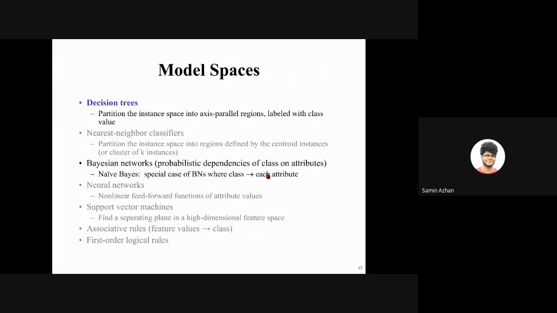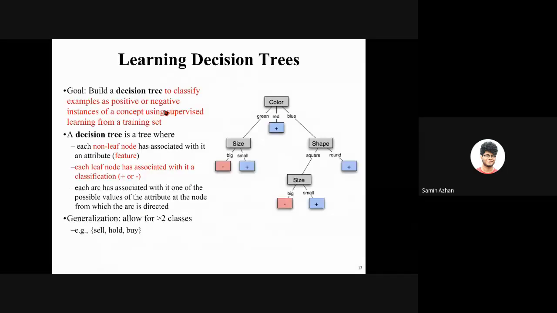So what are model spaces? There can be multiple model spaces. For example, it's basically which algorithm you are using to try to solve a problem, to try to teach your machine, to try to train your machine. In the slide, there are a few examples like decision trees, nearest neighbor classifiers, Bayesian networks, neural nets, support vector machines, and so on. These are different machine learning algorithms, and we'll be looking at the decision trees in this particular slide. So, what is the decision tree?